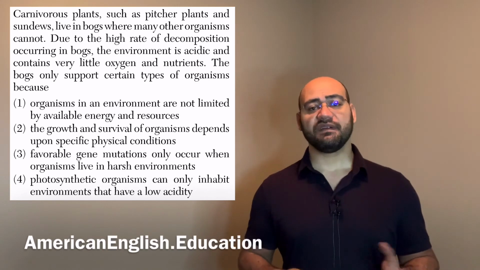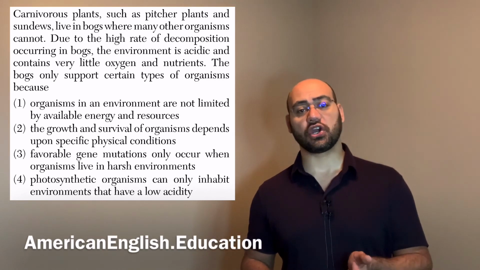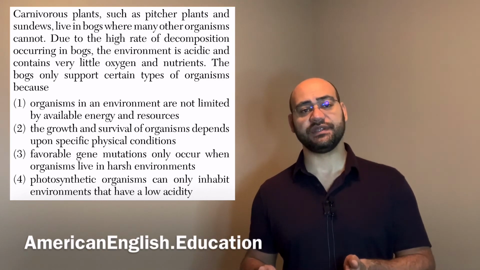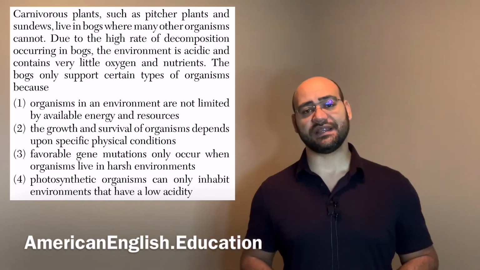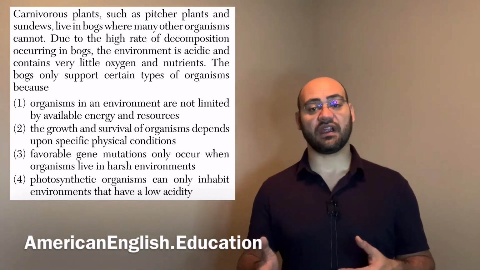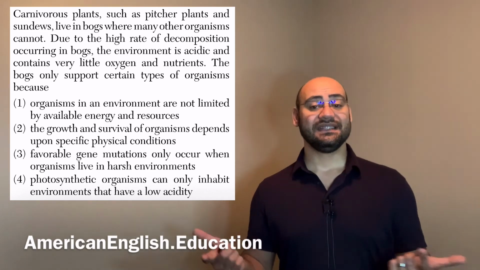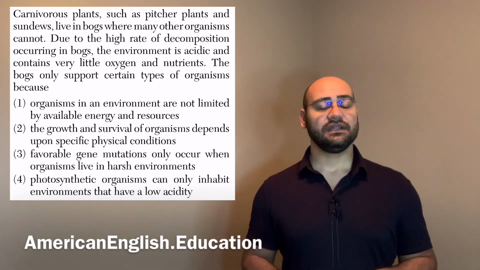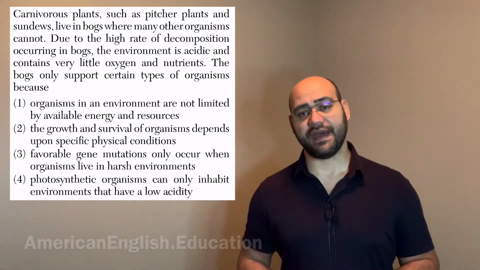Number 3, favorable gene mutations only occur when organisms live in harsh environments. That's irrelevant. The text does not address that. Number 4, photosynthetic organisms can only inhabit environments that have a low acidity. Again, irrelevant. The text does not talk about that. So number 2 is your right answer.